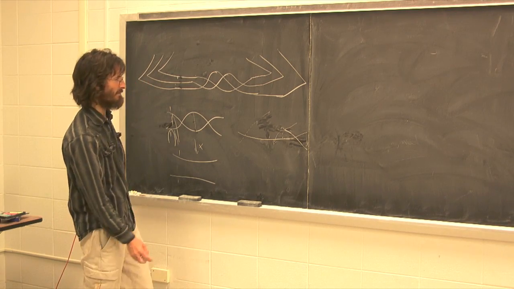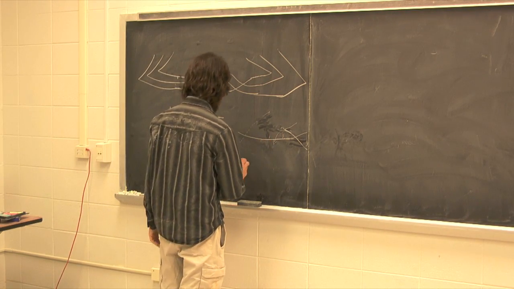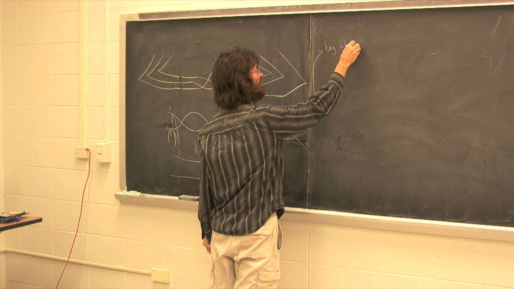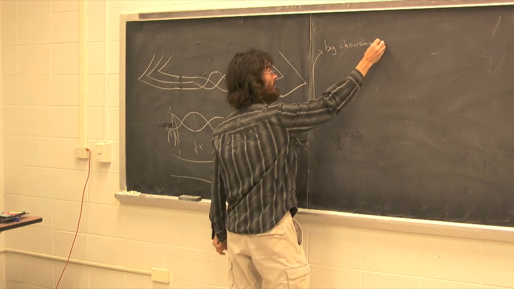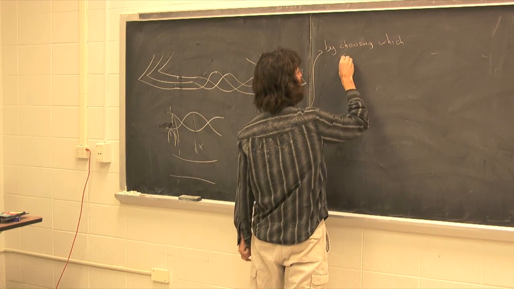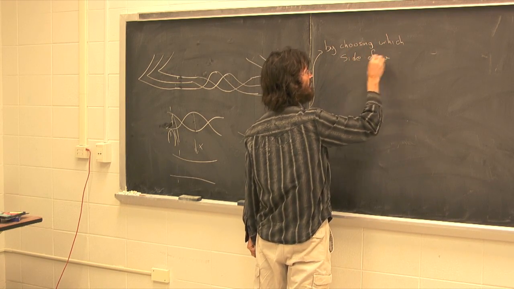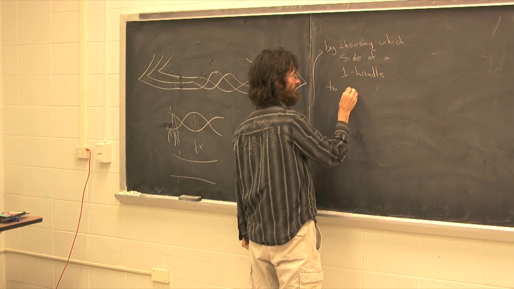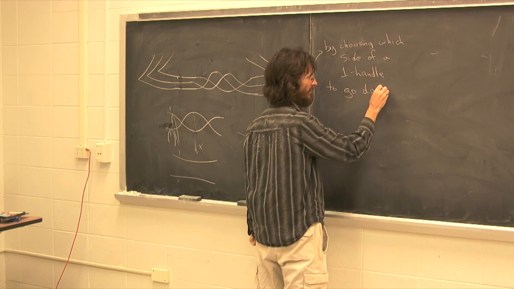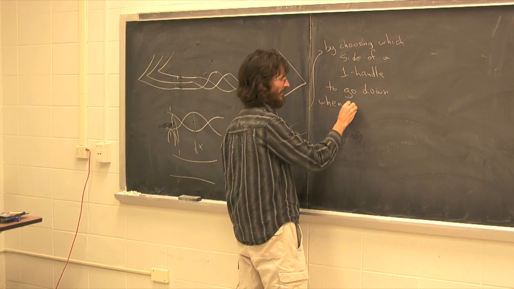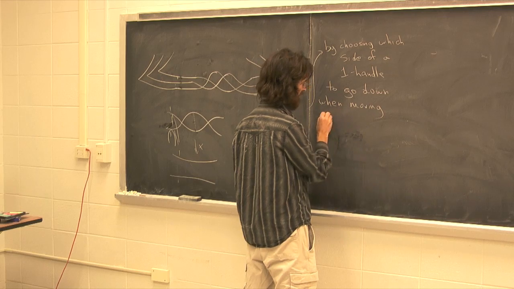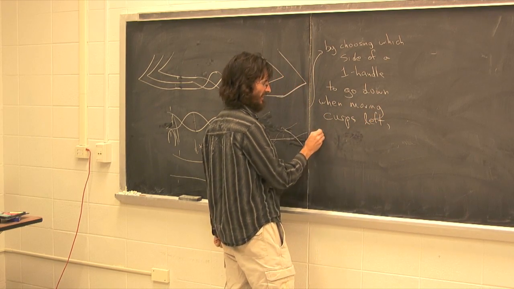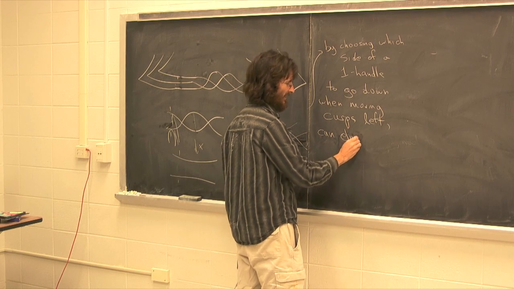So I think the combinatorics is, maybe tediously, not prepared well enough, but the upshot is that by choosing which side of the one handle to go down when moving cusps left, by choosing these carefully, you can eliminate handle slides.